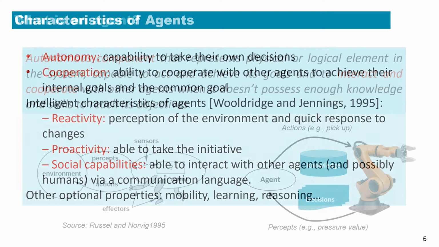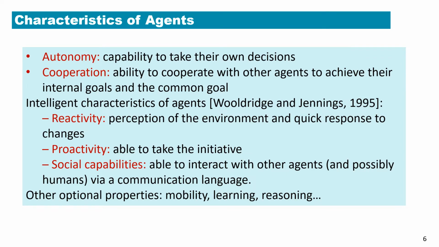Features and characteristics of agents can be enlisted. As you can see, the first one is autonomy, which is the capability to take their own decisions. The second one is cooperation, which is the ability to cooperate with other agents in order to solve the internal goals or the common goals of the system. And this goal can be complex and the individual agent cannot handle it alone.